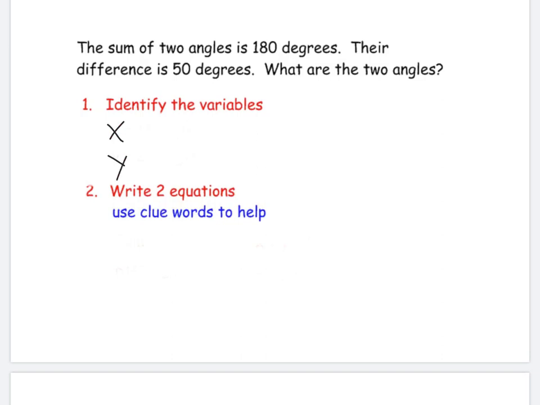Part of identifying your variables is deciding what they stand for. So what the question is asking you is what your variables are going to stand for. So the question is, what are the two angles? So I'm going to say x represents the first angle and y represents the second angle.